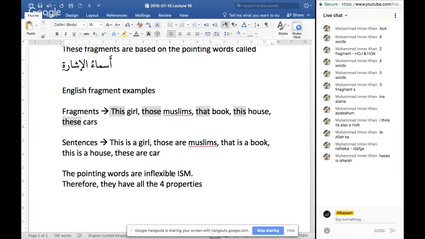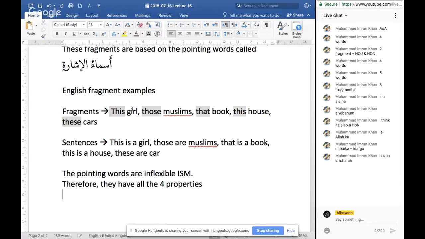The gender and the number you can tell based on the context, and also based on where they lie on the table. Just like we had singular, pair, plural, we'll have a table where we have singular pointers, pair pointers, and plural pointers. The genders can be told by context.